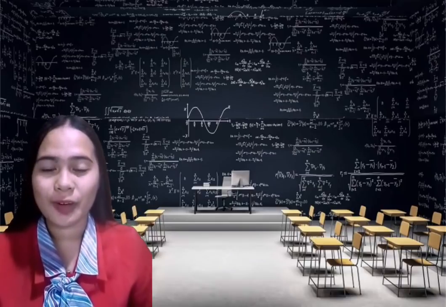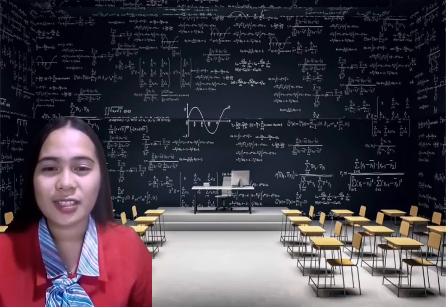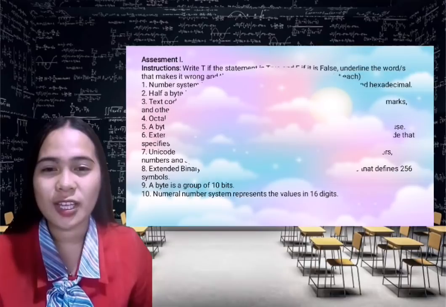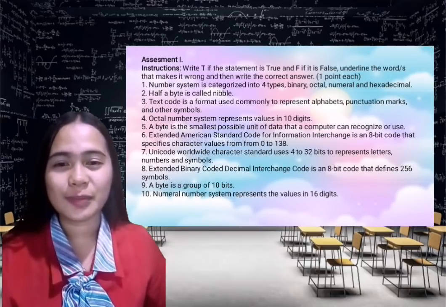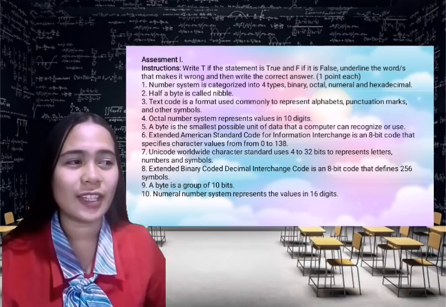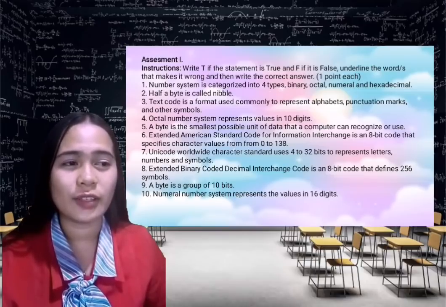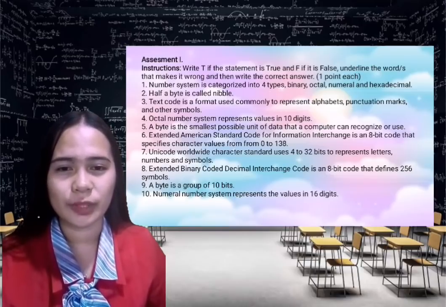Thank you for your cooperation in this activity, students. To test if you really understand our discussion, please see the presentation. I have here your assessment for today. Assessment 1 instruction. Write T if the statement is true and F if it is false. Underline the words that make it wrong and then write the correct answer after. This will be 1 point each number.